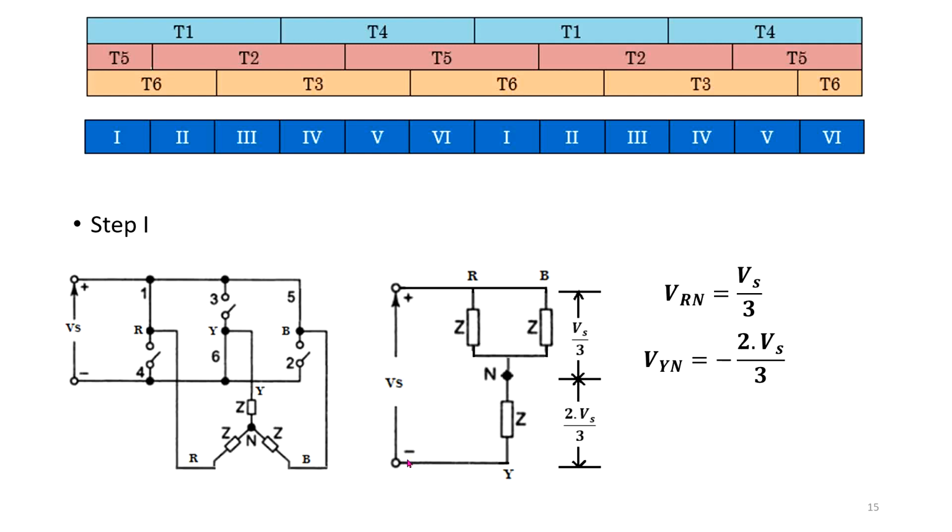Let's discuss the next point. The next point is VRN, which is the same as VN. R is just a reference point. It is from that point to the neutral point. This is a star connection.